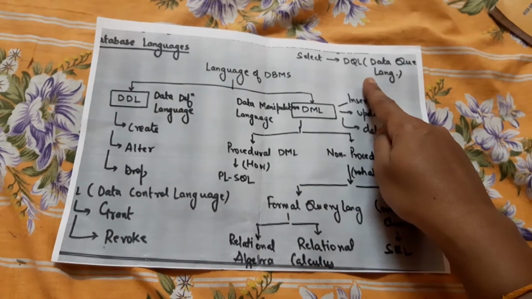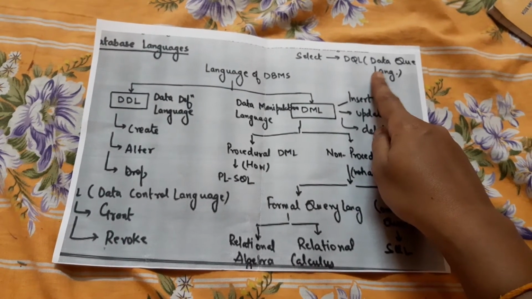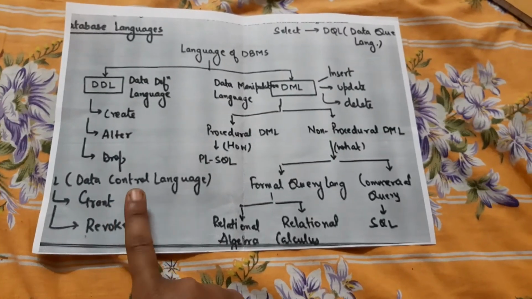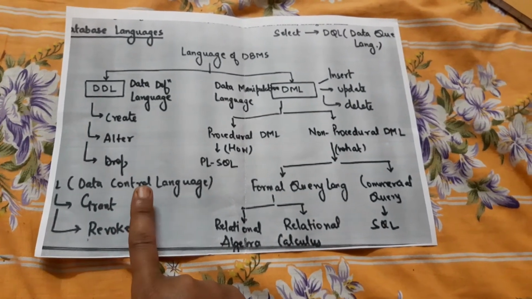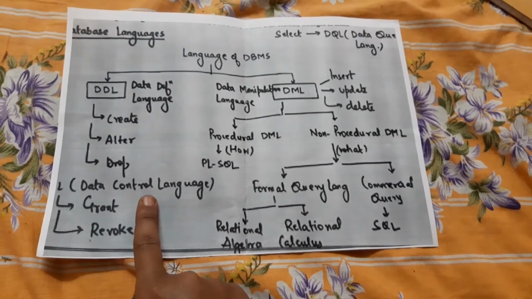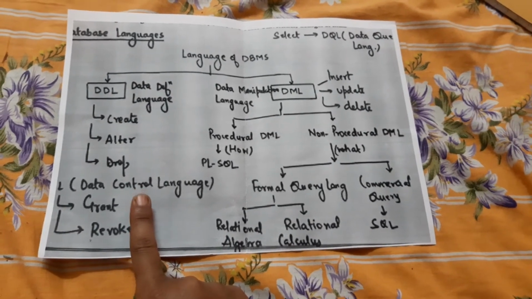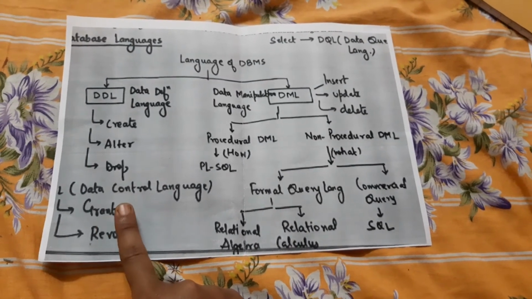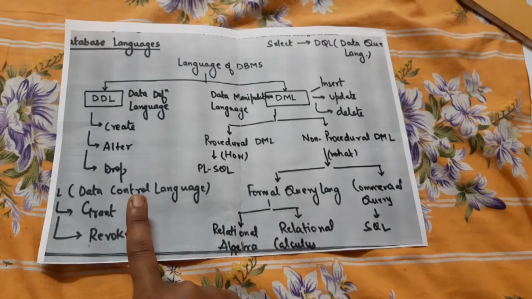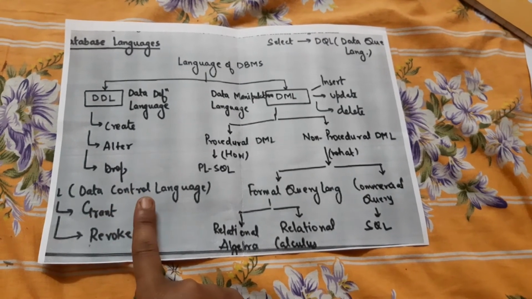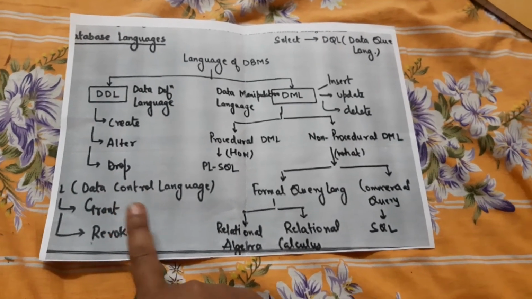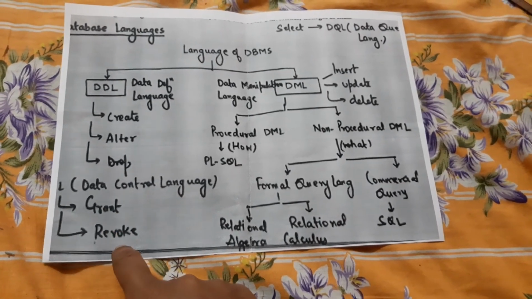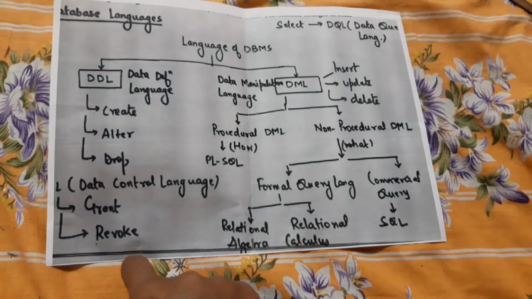And the other 2 languages are DQL, which we actually consider as part of DML only, and DCL, that is data control language. Here we give permission to users on how to access, and whether we give the permission to access or not, it's all decided by these commands only. The examples are grant or revoke.